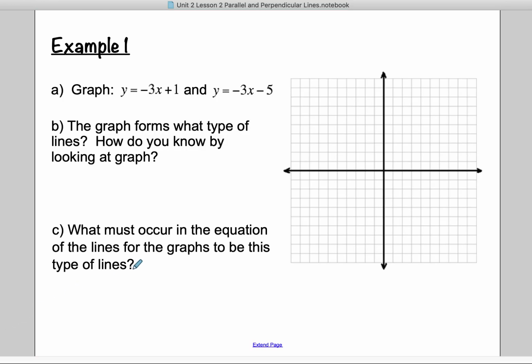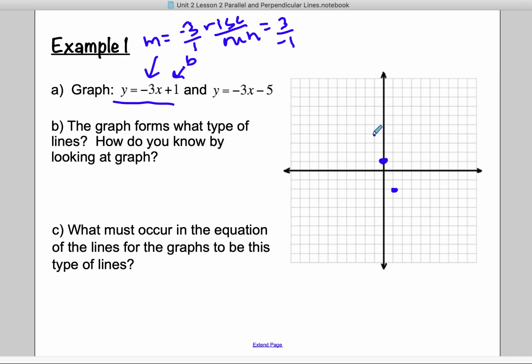Okay. So example 1, we're going to graph y equals negative 3x plus 1 and y equals negative 3x minus 5. The first one I'm going to do in blue. The way we graph this is we go to our y-intercept, which is 1, plot 1, and then we graph our slope. Our slope is negative 3, so it's really negative 3 over 1. Remember, slope is rise over run. So we're going to rise negative 3, so go down 3, and then to the right 1. The other option is you can think about it as 3 over negative 1, so that means you go up 3 to the left 1.